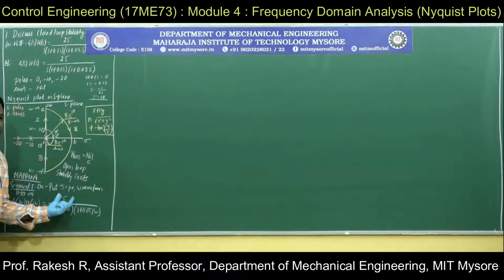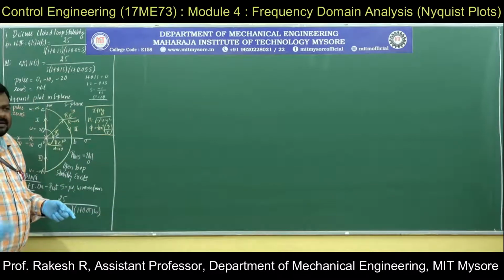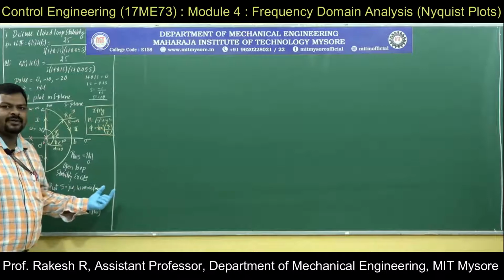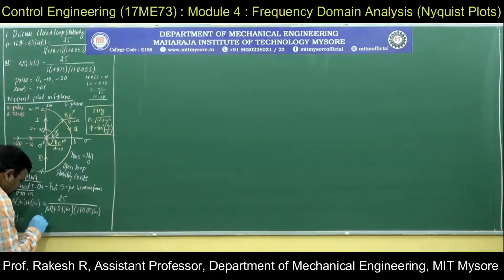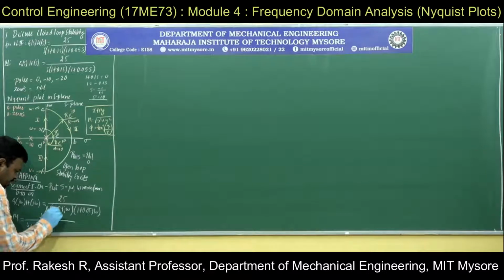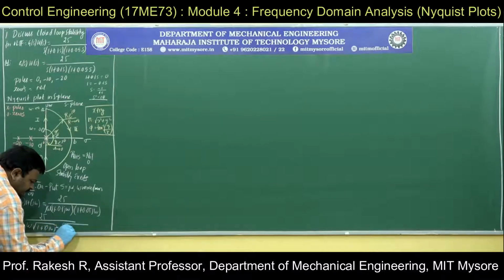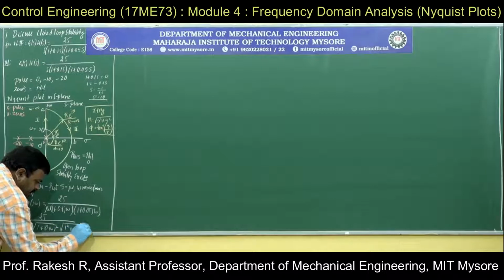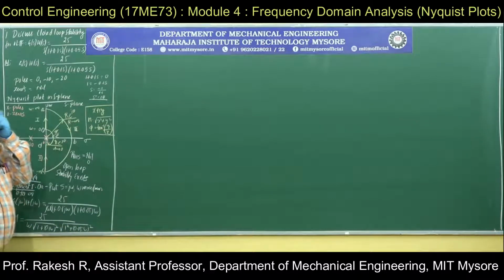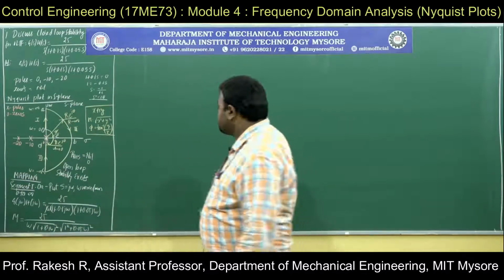First I will take 25. 25 can be expressed in complex form as 25 plus j0. What is the magnitude for that? Square root of 25 square plus 0 square, so it will be 25 only. Divided by j omega plus 0, the magnitude will be omega only. Then omega into the square root of real part square plus imaginary part square, and again the same for the remaining terms. So this is the magnitude.